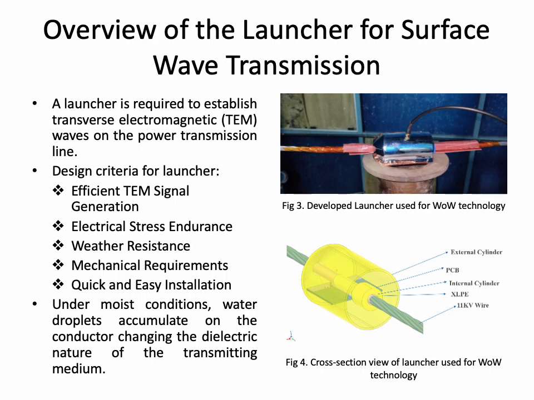It should have proper electrical stress endurance, because the launcher must be capable of withstanding the high voltage, high current, voltage surges, current surges, and other electrical stresses commonly encountered on power lines. It should be weather resistant, operating reliably under various weather conditions like temperature, humidity, and precipitation. And for the mechanical requirements, it should be strong enough, with a secure attachment to the power line.